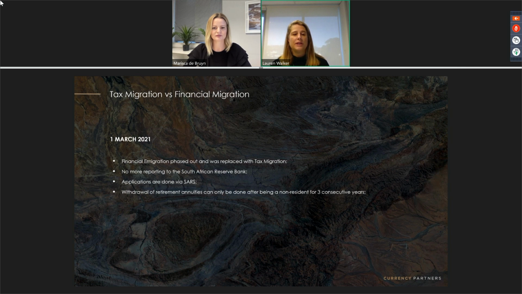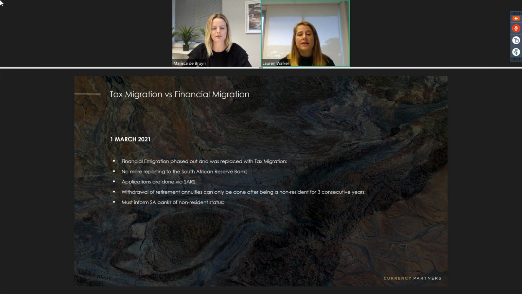The other fundamental change that happened with the movement from financial immigration to tax migration is the withdrawal of retirement annuities. What we've seen in the past is a lot of individuals who are living abroad did financial immigration because they wanted to withdraw their retirement annuities. Sometimes living in a first world country is a lot more expensive than what you anticipate. The rule has been changed with tax migration in that you must be a non-resident taxpayer for 3 consecutive years before you can withdraw those retirement annuities. But we're going to go into a bit more detail on that later on.